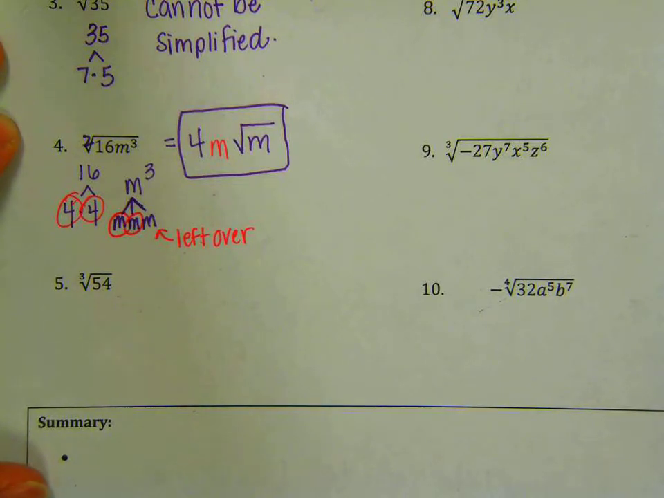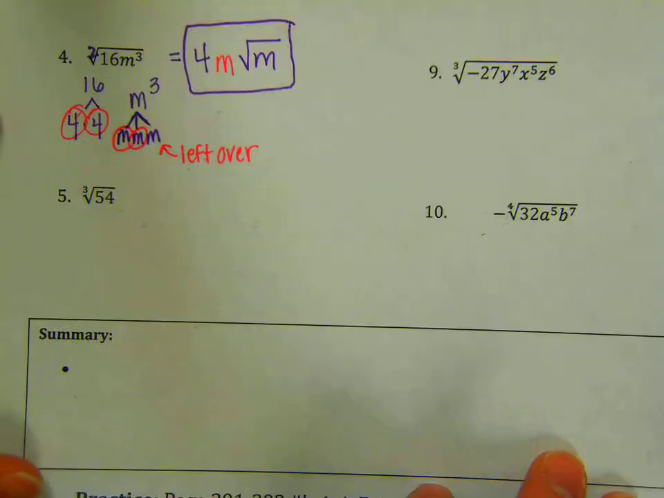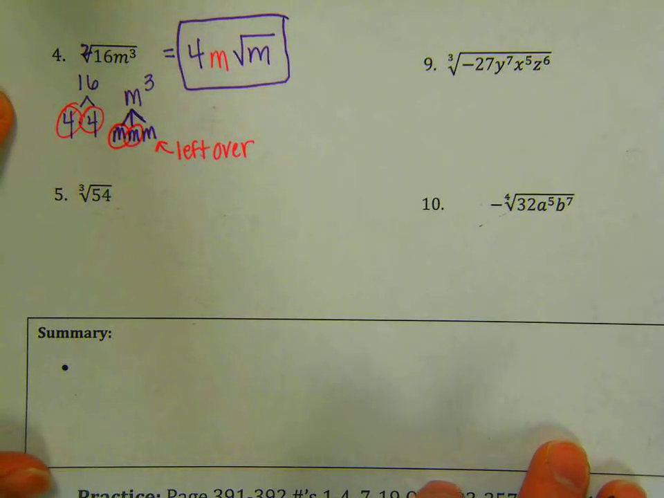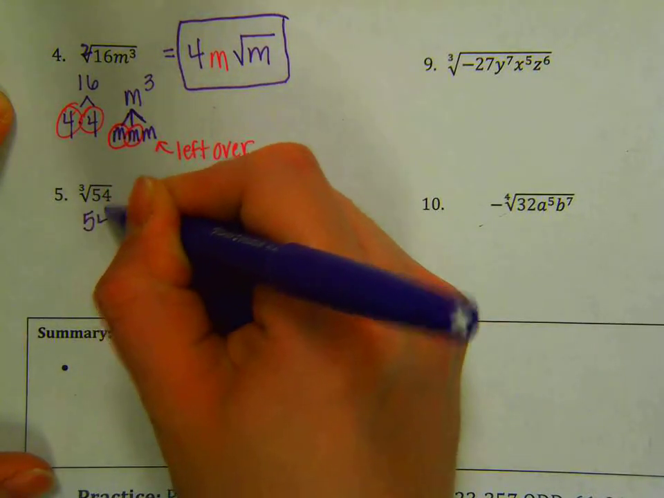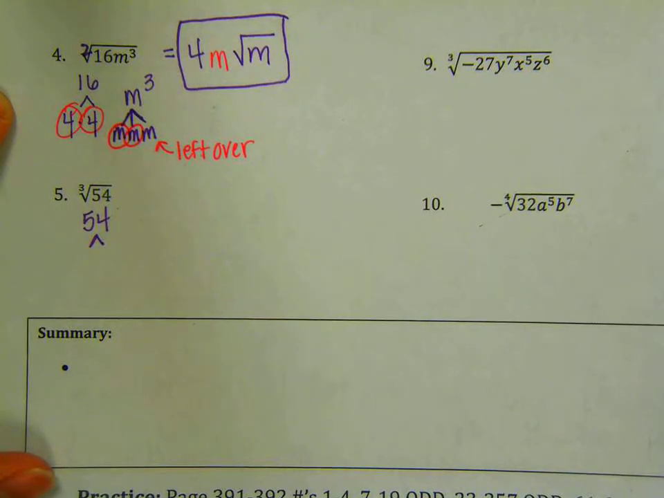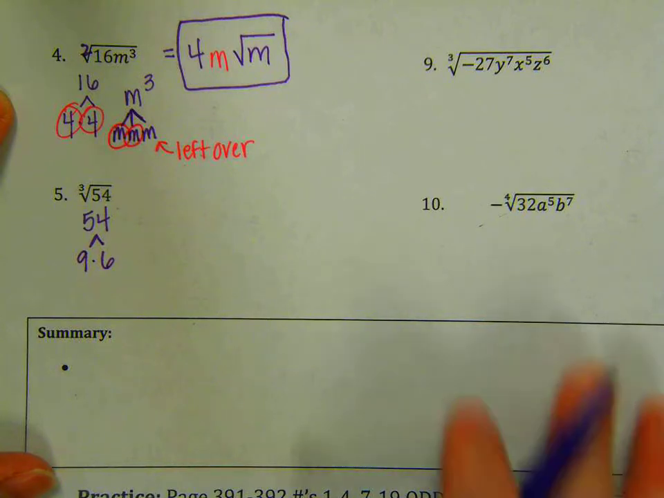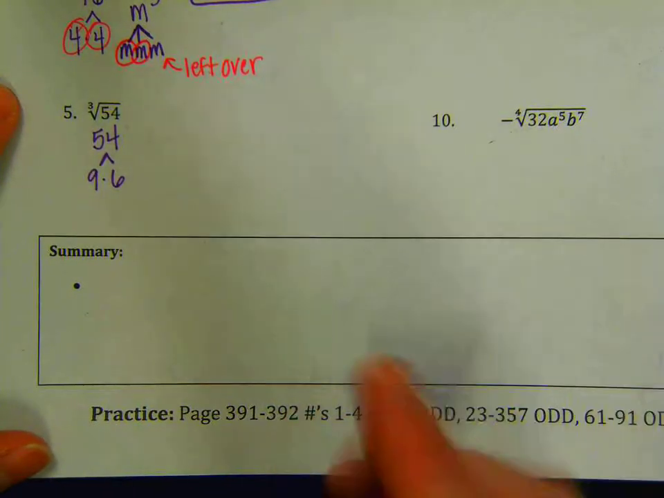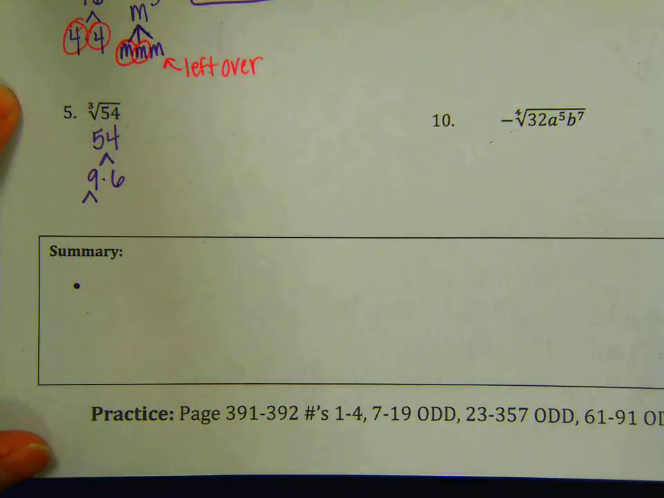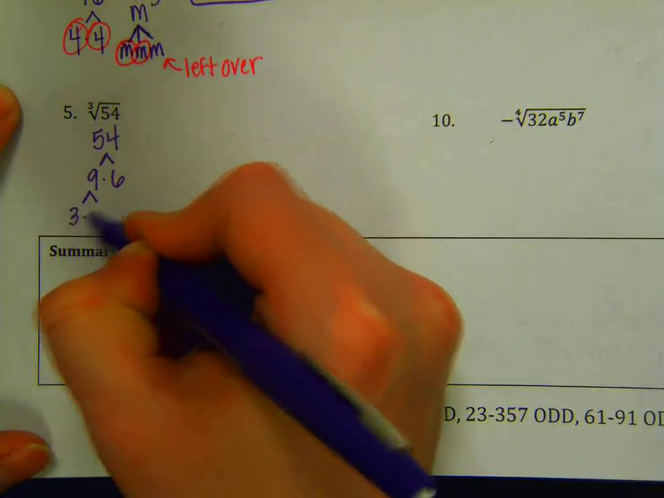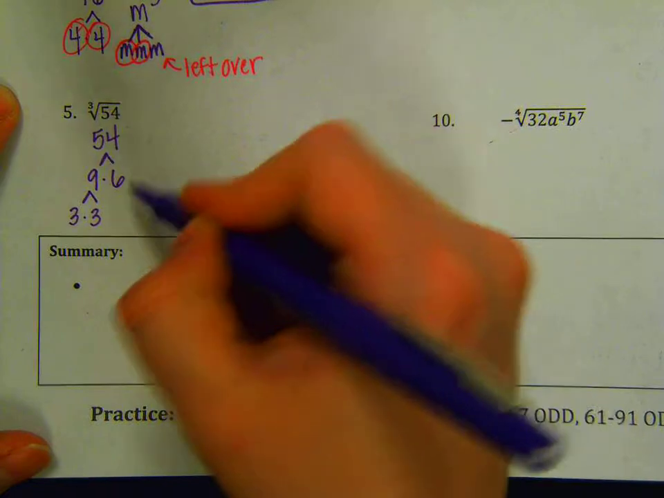Now 54, that's a little bit different. We have an index of 3 this time. So let's start off doing the same thing. Let's look for 2 things that multiply to give me 54. 9 and 6. Okay, we'll do that. Now let's split up 9 and 6. So 9 can be split up as what 2 things? 3 and 3. And 6 can be split up like 3 and 2.